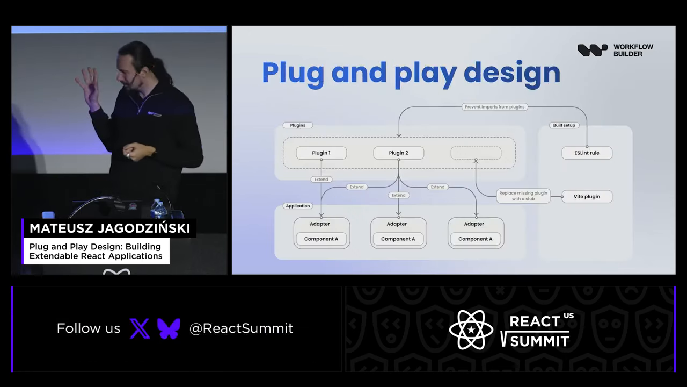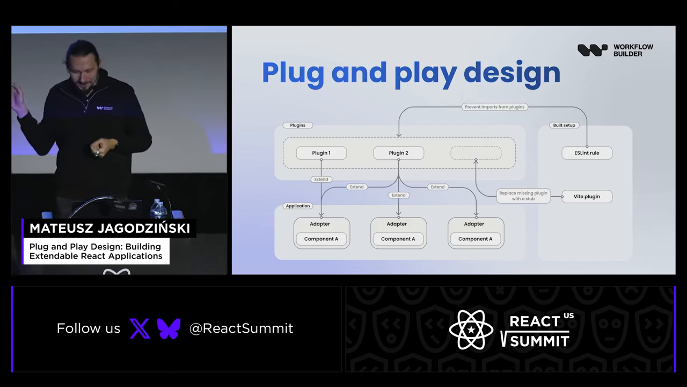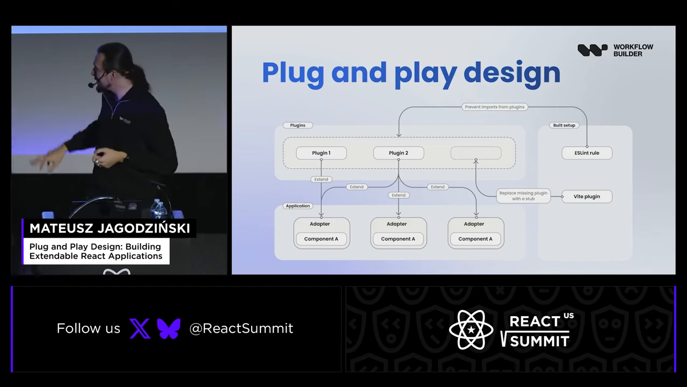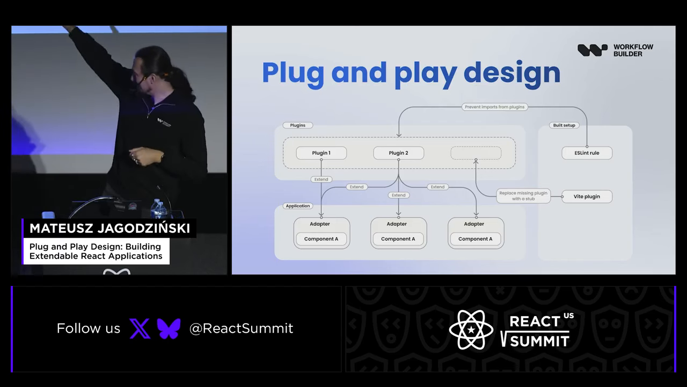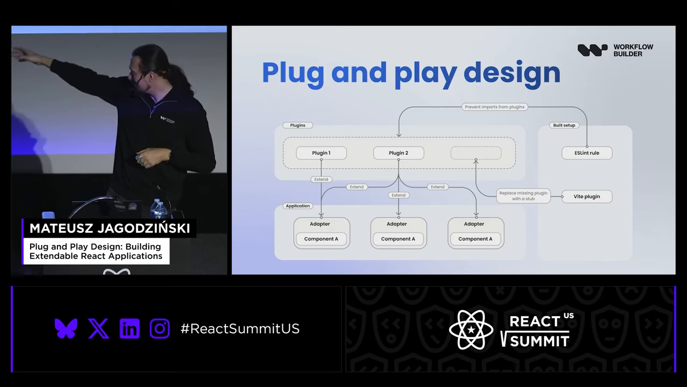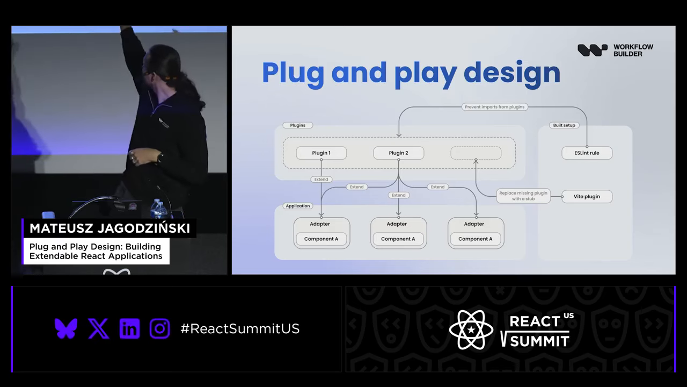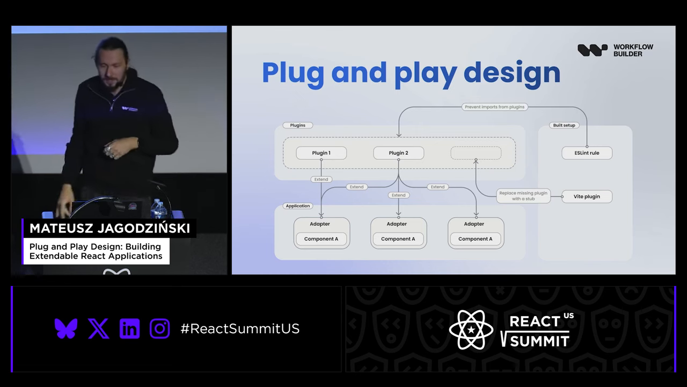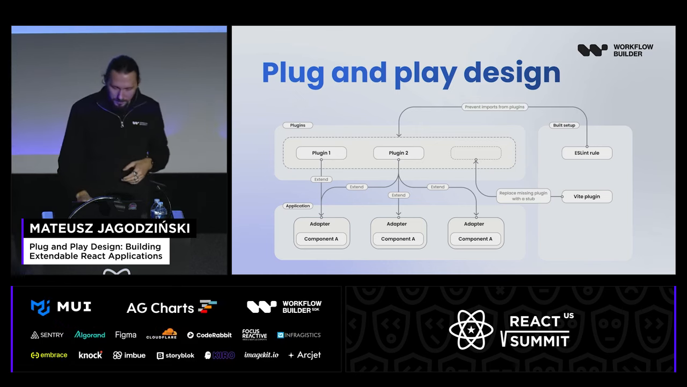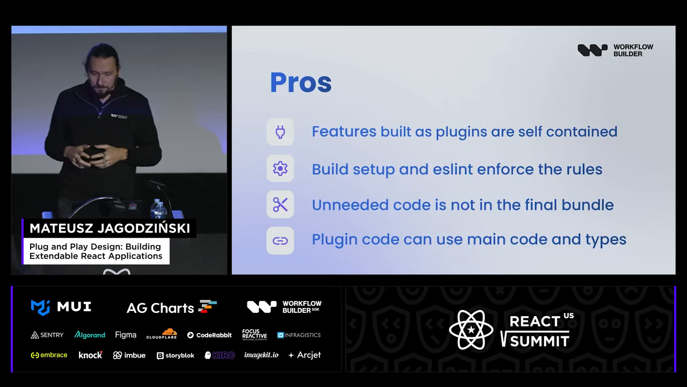Here, like a diagram, I think that maybe visualizes it better, all the relations. So we have these plugins within their own folder. They're making use of the application and components wrapped in adapters. At the same time, we prevent those imports and have this Vite plugin that allows for replacing missing plugins with the code. So let's sum this up.